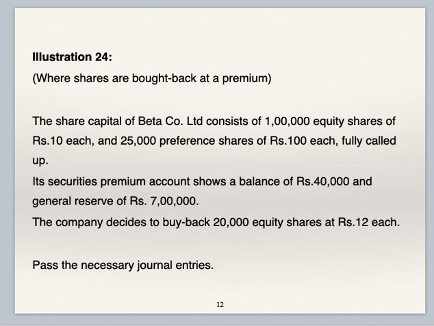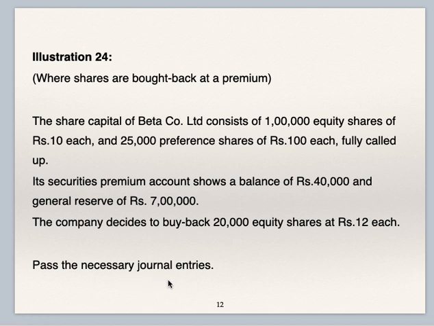Now we'll go to illustration 24. When shares are bought back at a premium. The share capital of Beta Company Limited consists of 1 lakh equity shares of 10 each and 25,000 preference shares of 100 each fully called up. Its securities premium account shows a balance of 40,000 and general reserve of rupees 7 lakhs. Company decides to buy back 20,000 equity shares at rupees 12 each.